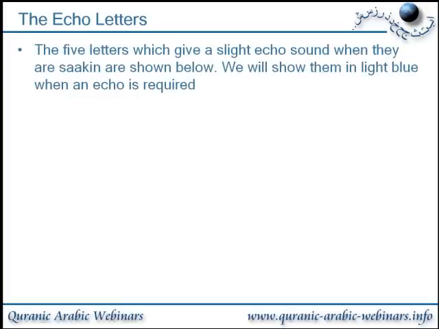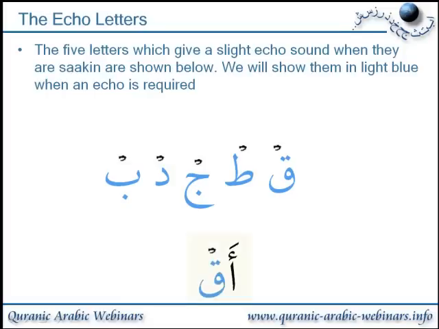Okay, now we're going to look at something called the echo letters. These five letters: qa, ta, ja, da, ba. So the qaf, the ta, the jeem, the dal, and the ba, whenever they are sakin, i.e. they have a sukoon, they don't have any sound of their own, and when they're joined to a sound before them, they have a slight echo. So here's an example. We have a, and then the qaf with sukoon, i.e. qaf sakin. When you say these, you have to give a slight echo.